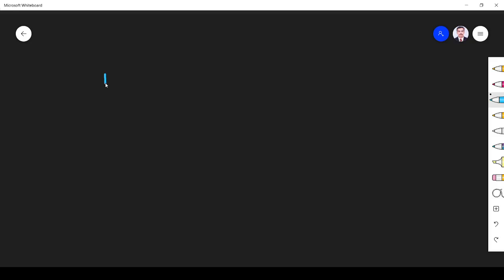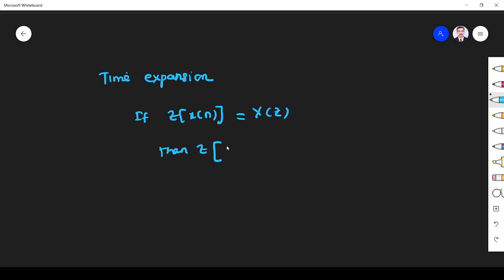One of the important properties is time expansion. Time expansion property of the Z transform. What it's telling is, if the Z transform of x of n is X of z, then the Z transform of x of n by k is X of z power k. This is the time expansion property.